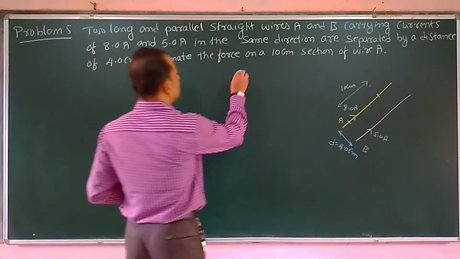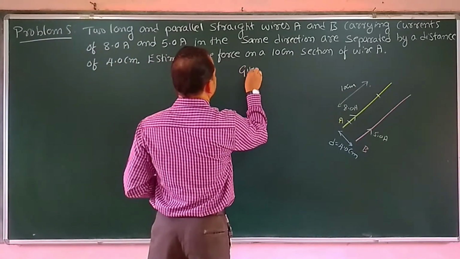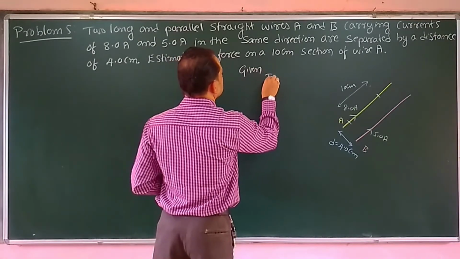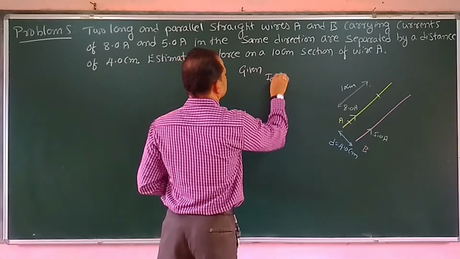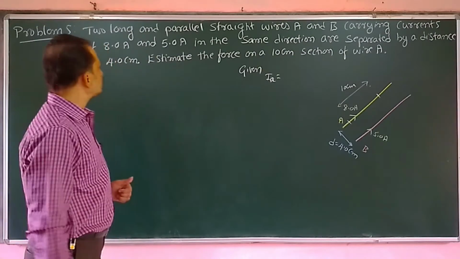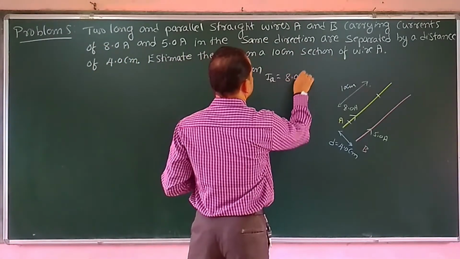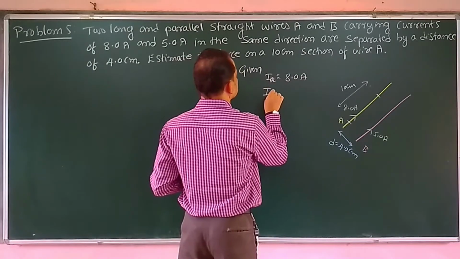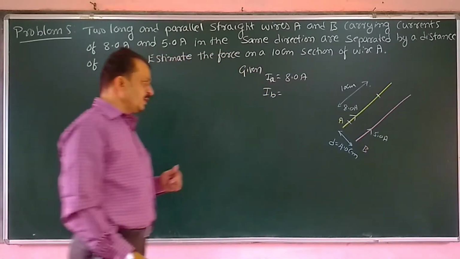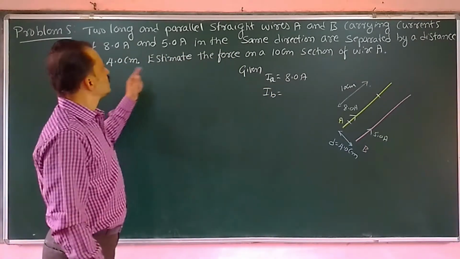Okay, very simple one. So given, current flowing through the first conductor IA is 8 amps. Now current flowing through the second conductor IB is equal to 5 amps.